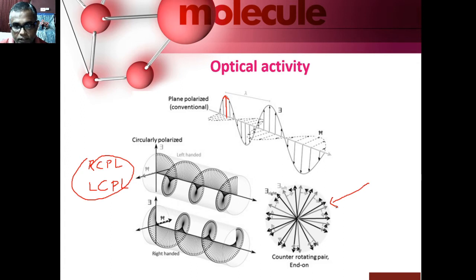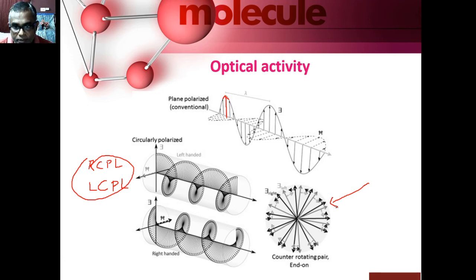Now when these two lights interact with matter, depending on the geometry of the matter, either the right circularly polarized light or left circularly polarized light will undergo a polarization, and thereby a circular birefringence occurs, where the velocity of either the right circularly polarized light or left circularly polarized light changes.